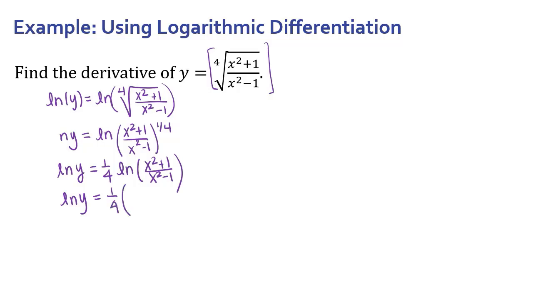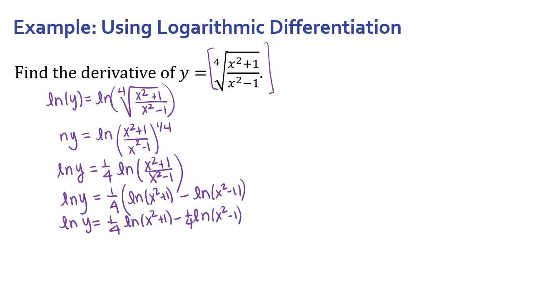But now let's go through and expand this logarithm out. If I expand this out using that quotient property, this becomes the natural log of x squared plus 1 minus the natural log of x squared minus 1. And we have to remember that that 1/4 is applied to that entire thing. So I'm going to distribute that through because that's going to make it a lot simpler when I go to do the derivatives. All right, so now I've got this. Now I can use implicit differentiation to find the derivative.